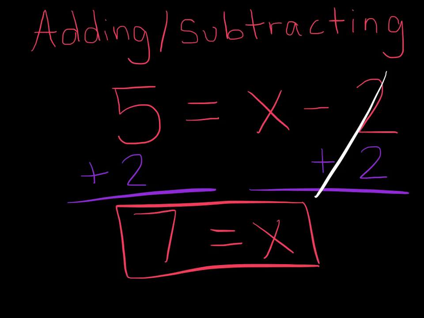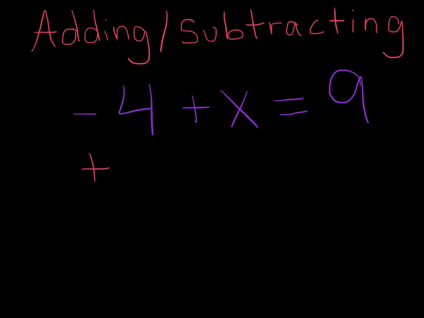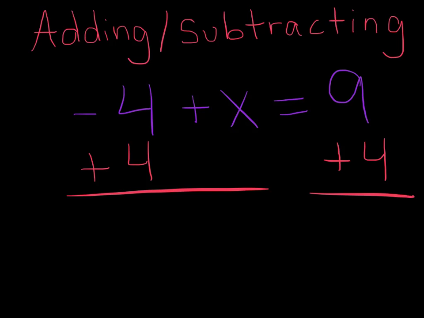And then let's do one more example with subtraction. Let's say I have negative 4 plus x equals 9. Okay? Here, I would also have to perform the opposite operation of subtraction, which would be addition. Since this negative 4 is here, I would have to add 4 to both sides. A negative 4 and a positive 4 cancel out. I'm left with x equals 9 plus 4, which is 13.